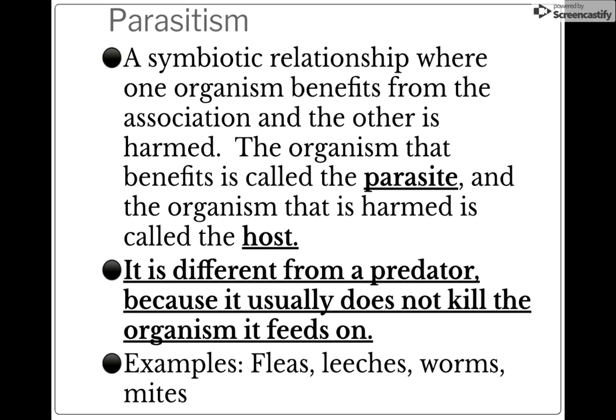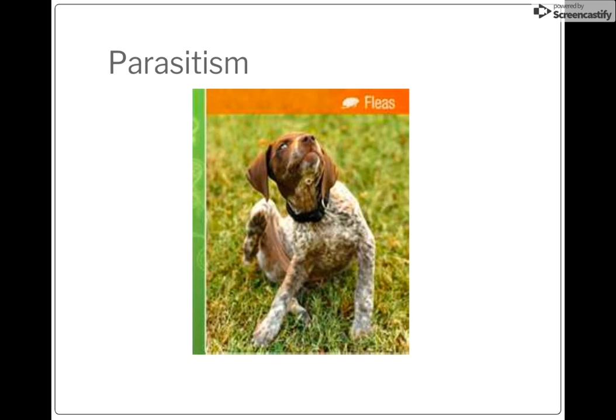It gives you some examples: fleas, leeches, worms, and mites. If you've ever had a pet have fleas or ticks, that is a parasitic relationship. The flea and the tick is benefiting, and the animal is being harmed.